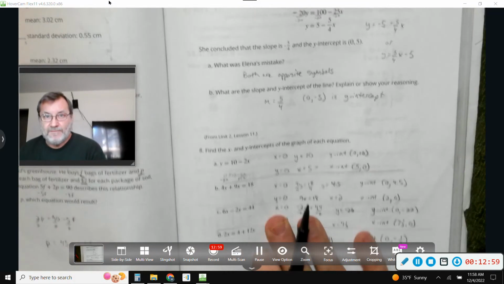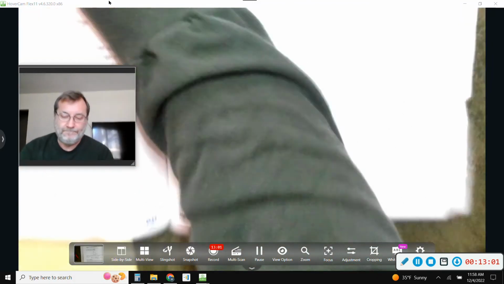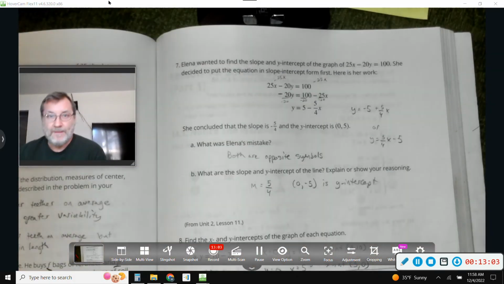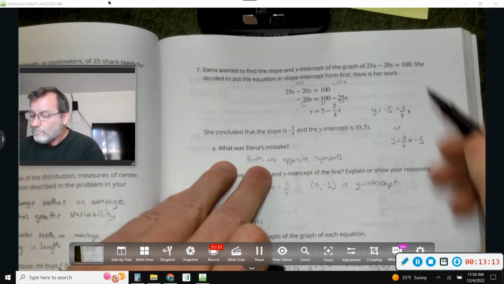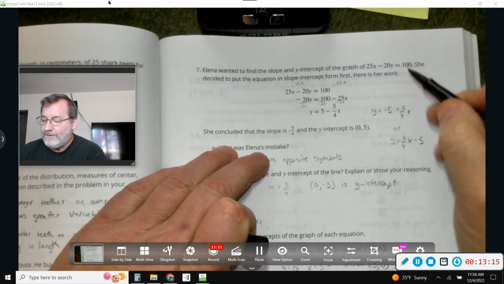And number 7. Elena wanted to find the slope and the y-intercept of this graph. She decided to put the equation in slope-intercept form first. Here's her work. And this is fine. You can always check your work if you want to.